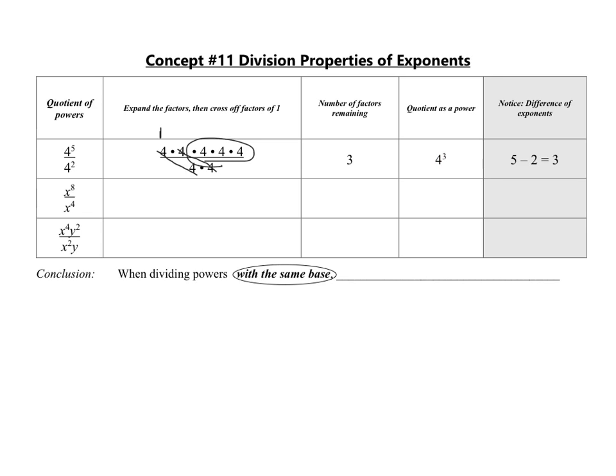So let's go ahead and take a look at the next one. The next one says x to the 8th divided by x to the 4th. So let's expand the top. X to the 8th means I'm multiplying x 8 times. So I've got 1, 2, 3, 4, 5, 6, 7, 8 x's over 4 x's, so x times x times x times x.